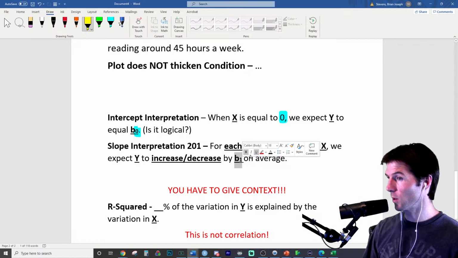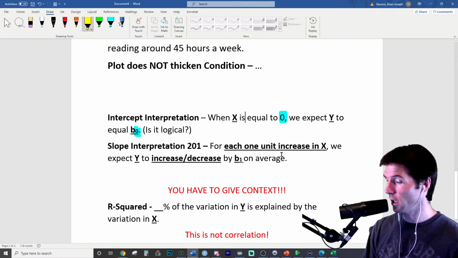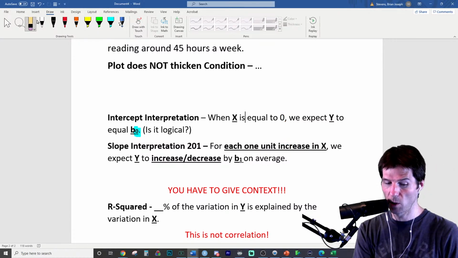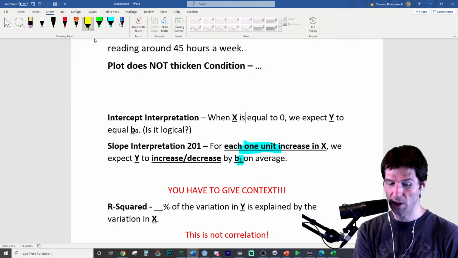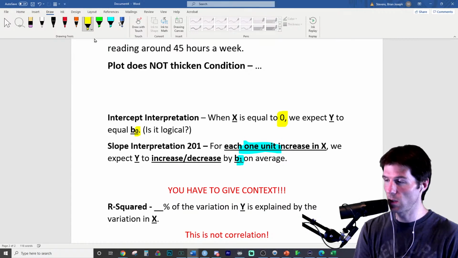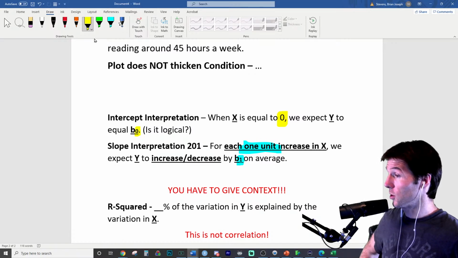So make sure to do this right here. Notice where it's underlined, we are plugging in the numbers, and I am interpreting the slope coefficient, which is relative to B1, and say to yourself, well, that's for each 1 unit increase, where B0 is for when X is equal to 0. The last one we have right here is the R squared.